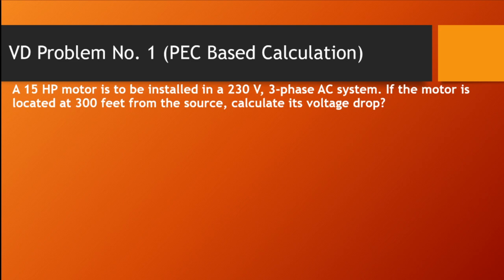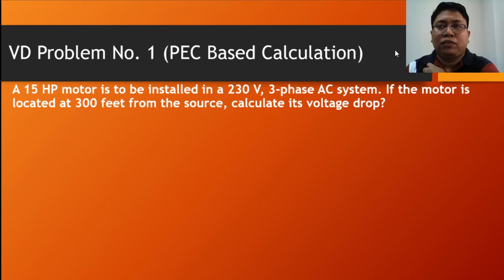Okay, let's have some sample problem. A 15 horsepower motor is to be installed in a 230 volt 3-phase AC system. If the motor is located at 300 feet from the source, calculate its voltage drop. Okay, as we analyze, meron tayong isang motor. Medyo mababa yung voltage, 230 volt na 3-phase, and then located siya 300 feet. Pero if you will observe yung formula natin from Philippine Electrical Code, ang nakalagay doon na D is in meters. Technically, we will convert this 300 feet into meter para mag-fit siya dun sa formula natin.